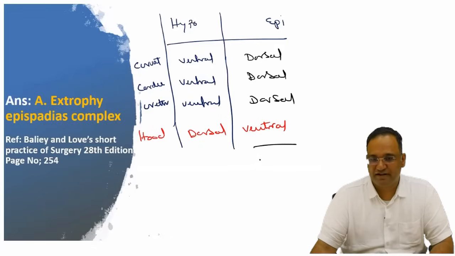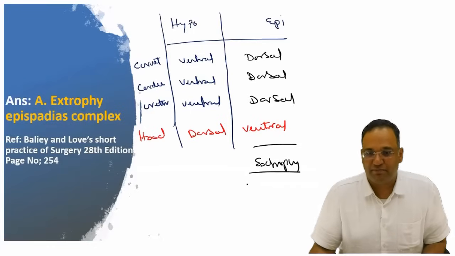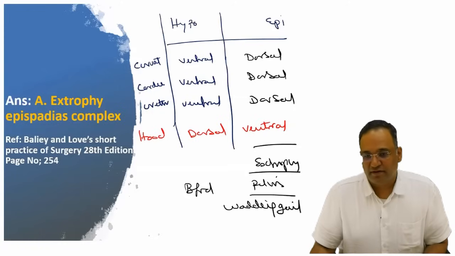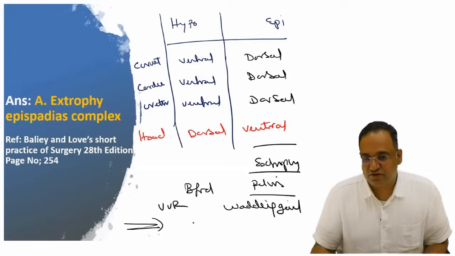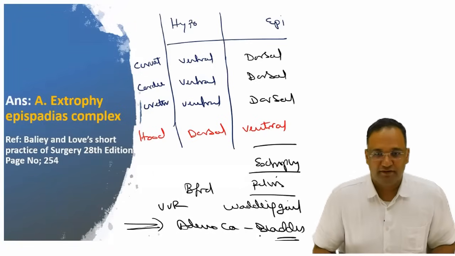And epispadias is associated with exstrophy of the bladder. And they can be associated with bifid pelvis, widened pelvis, and waddling gait. In the long run, they are associated with VUR, vesicoureteric reflux. In the long run, they are also associated with adenocarcinoma of the bladder. Is it all okay? Yeah.